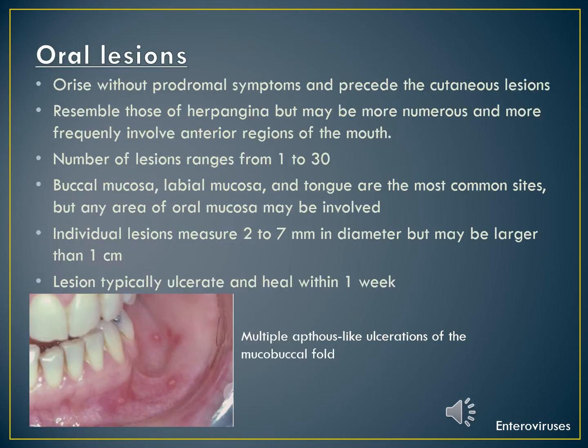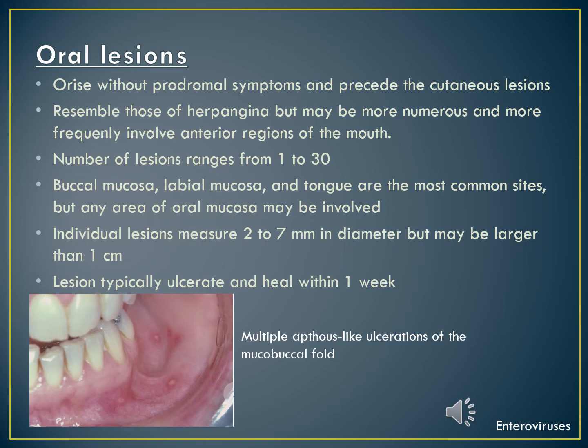Oral lesions of hand, foot, and mouth disease arise without prodromal symptoms and may precede the cutaneous lesions. It resembles those of herpangina but may be more numerous and more frequently involve the anterior regions of the mouth, and the number of lesions ranges from 1 to 30. Buccal mucosa, labial mucosa, and tongue are the most common sites, but any area of oral mucosa may be involved.